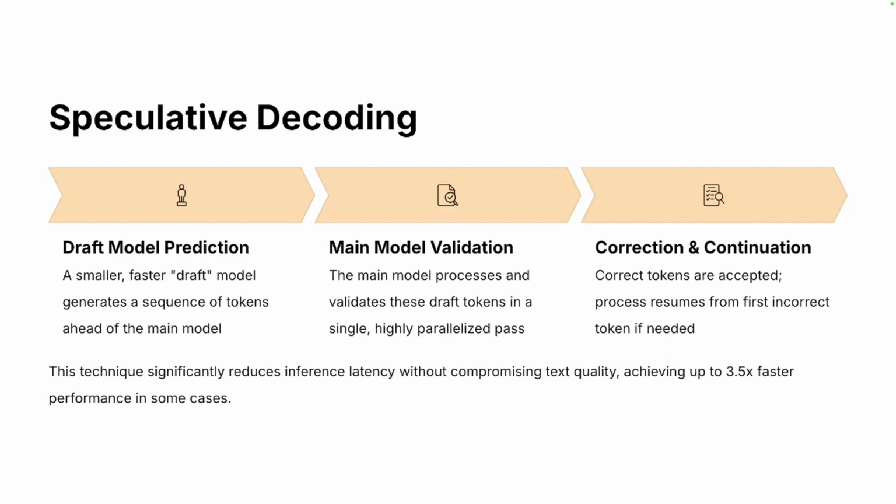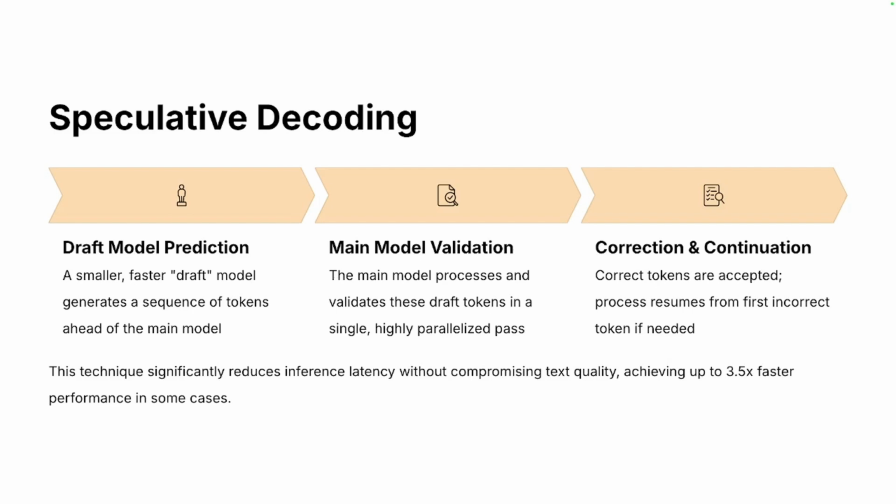Then the main model steps in. But instead of generating the tokens one by one, it validates the draft sequence in parallel. If the main model agrees with the draft tokens, they are accepted and the process moves forward. If there is a mismatch, generation resumes from the point of divergence. This correction step ensures output accuracy, while the overall process significantly reduces the time spent on token by token generation.